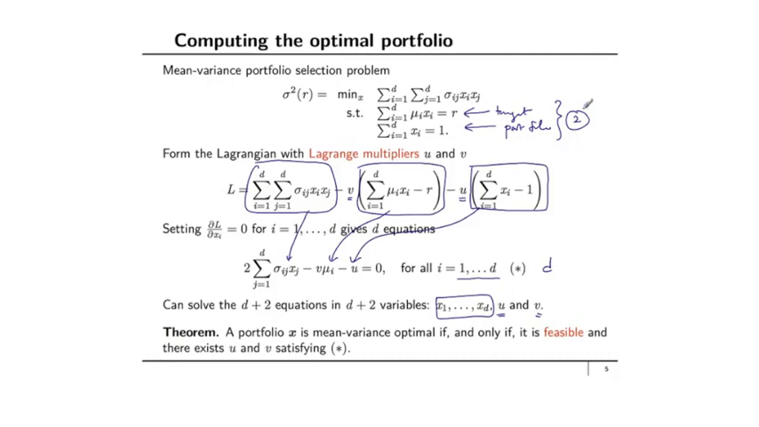Here, I'm going to encapsulate this story into a theorem which says that a portfolio X is mean variance optimum if and only if it's feasible, it satisfies the constraints, and there exist multipliers U and V which satisfy these constraints star, which satisfy all of these gradient conditions. And this will become important in a few slides.